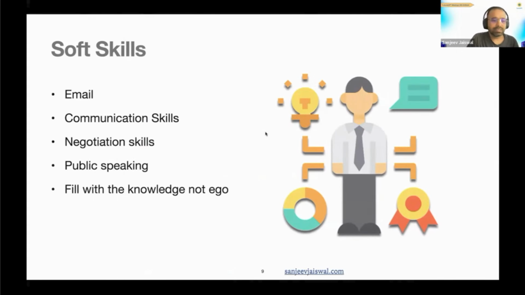And then, yes, soft skills. When I say soft skills, it can be anything. It can be email communication, negotiation skill, your public speaking. So you are going to meetings, greetings, you are going to attend some events. You are presenting also. It's not that you always go and listen to the people.